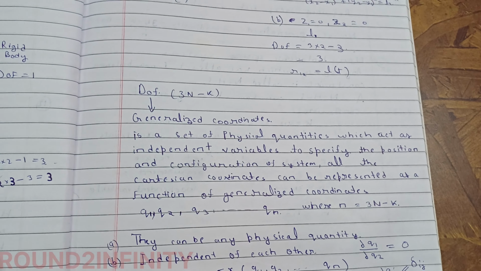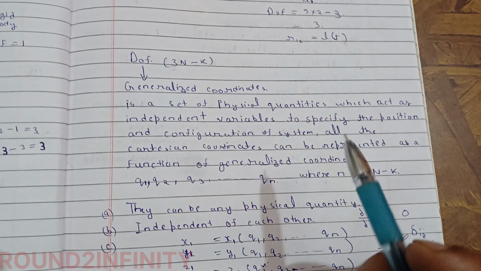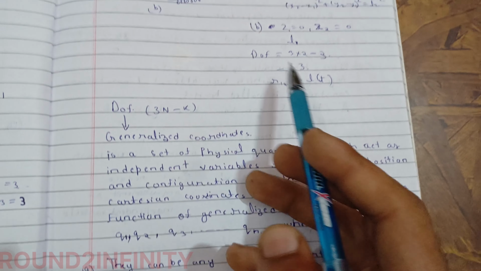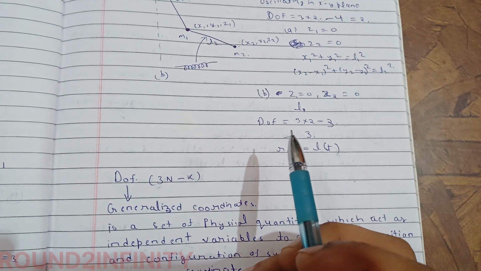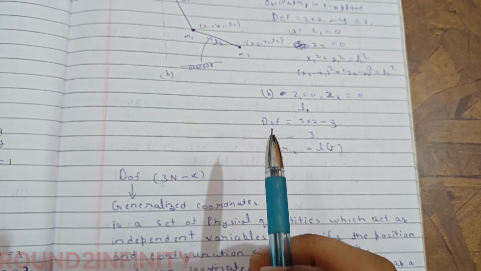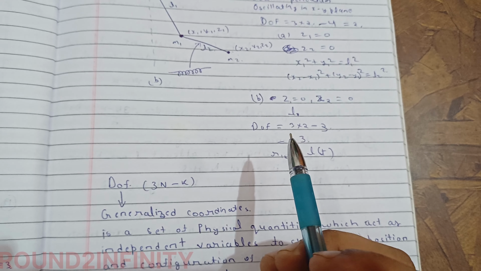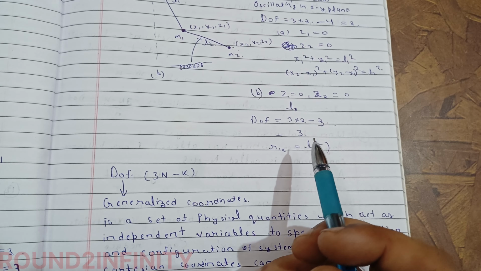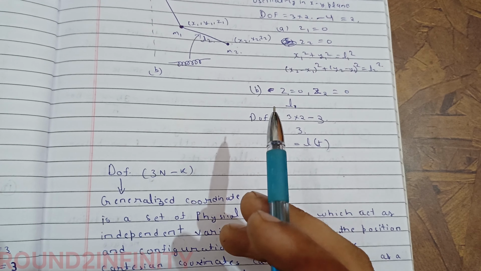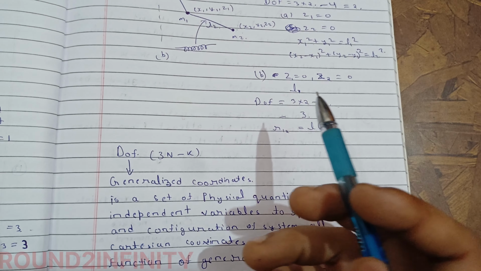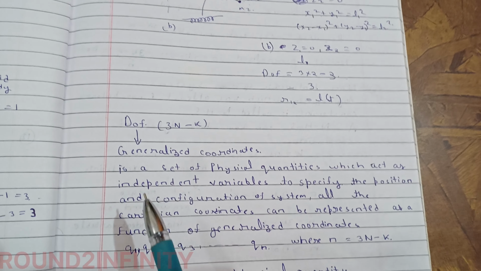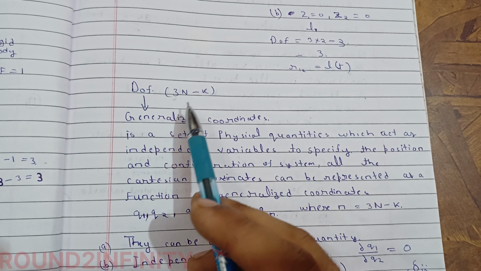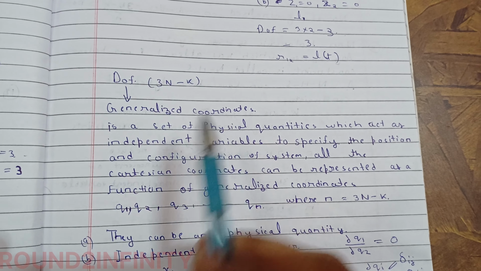Now let's see some definitions. The number of degrees of freedom we are getting here is equal to the number of independent variables we require to define the system, and these are called the generalized coordinates. Means the number of degrees of freedom we have, we can describe with that number of generalized coordinates, and only that many are required. So degree of freedom is 3n minus k.